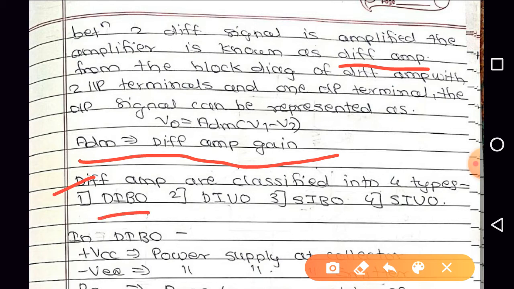There are four types of the differential amplifier. Already we discussed the dual input and balanced output differential amplifier. There are dual input unbalanced output, single input balanced output differential amplifier, and single input unbalanced output differential amplifier. These are the different types of differential amplifiers.